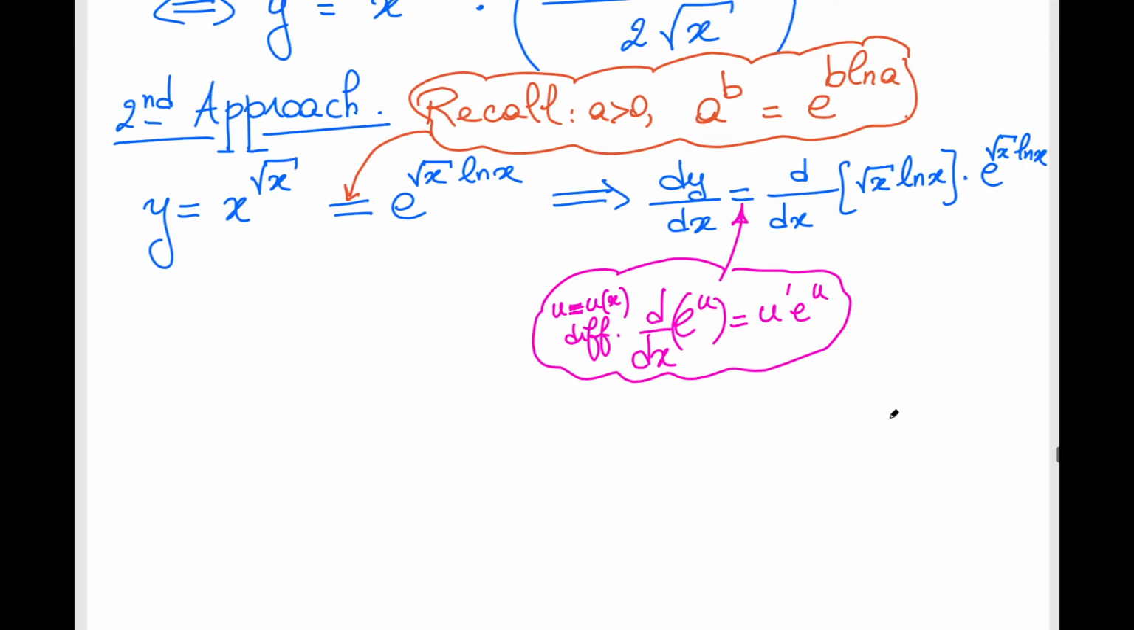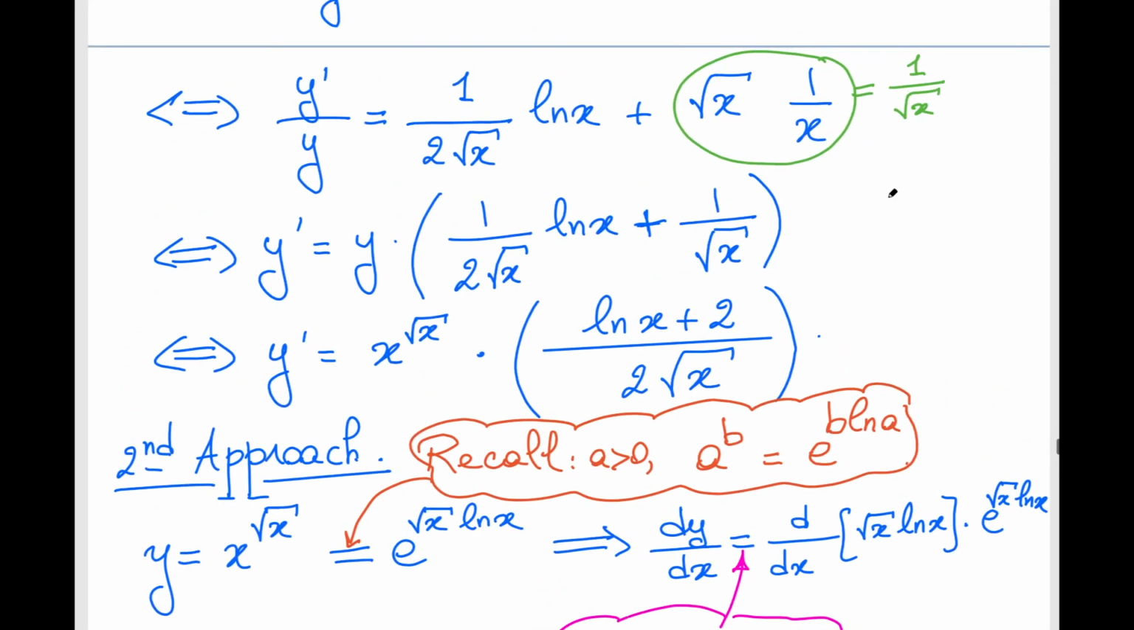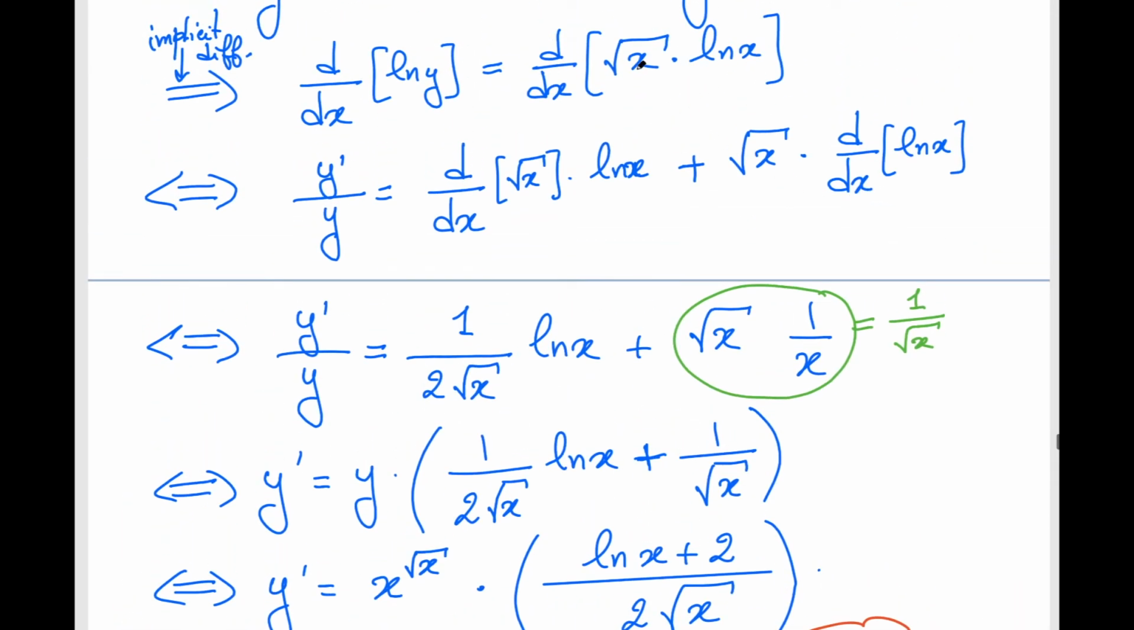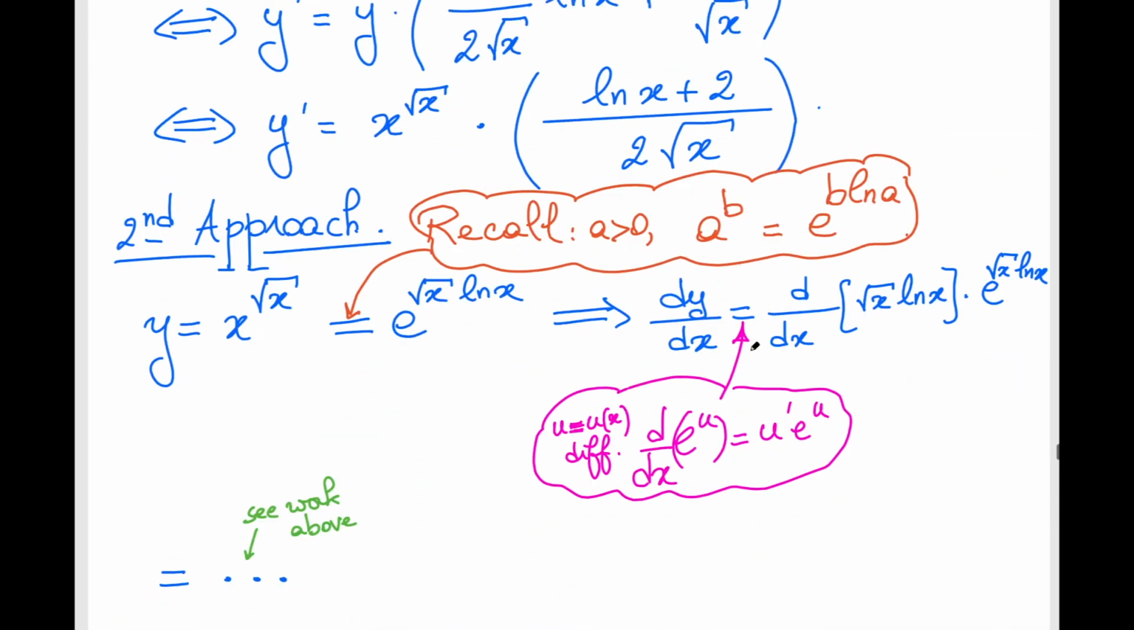So how about putting here dot dot dot, and by dot dot dot I mean just go back, see work above. Which work do I mean? I mean the derivative of this product. We've done it above. We used product rule and so on. I'm not gonna redo it.